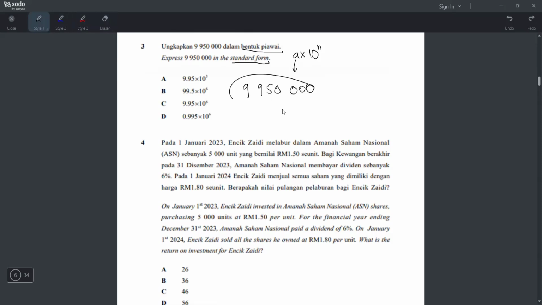9950000. Can you tell me where is the decimal point now? Where is the titik perpuluhan now? It's at the back here, right? Because you don't see it here means it's at the back here, right? So how do we make it standard form? I told you already, standard form, it has to be before decimal can only have one digit.